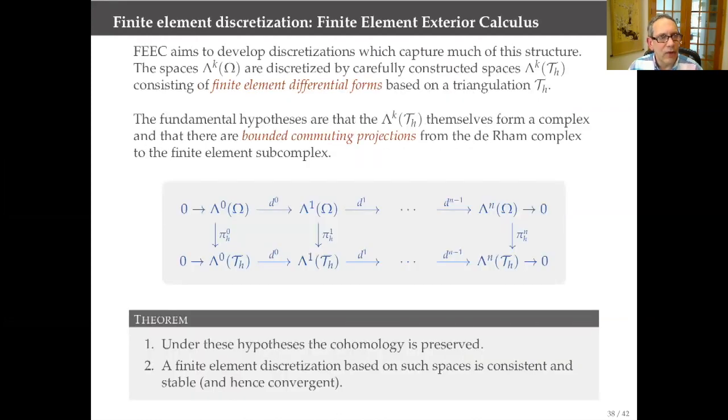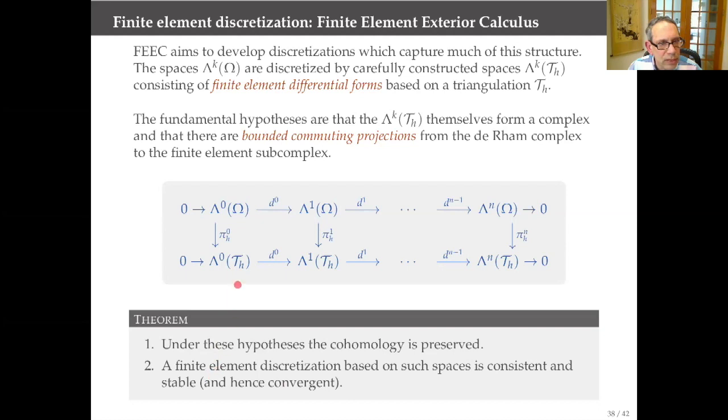Okay. Now the finite element exterior calculus takes fancy structure like that we were just talking about and creates it also on the discrete level. It says, if you're now going to use finite element spaces with triangulations to give discrete differential forms, they have to form a complex themselves. And what's more, there has to be a relationship between these two complexes that's related by these pi operators. For people in the know, there have to be commuting projection operators from the first complex, the de Rham complex, to the discrete de Rham complex. And there's a theory that, among other things, says that if these hypotheses hold, then the cohomology is preserved.